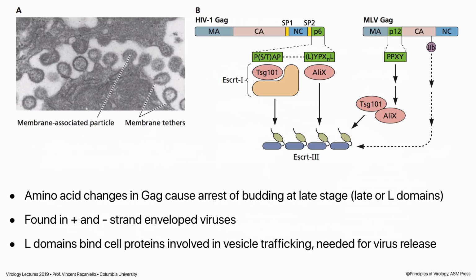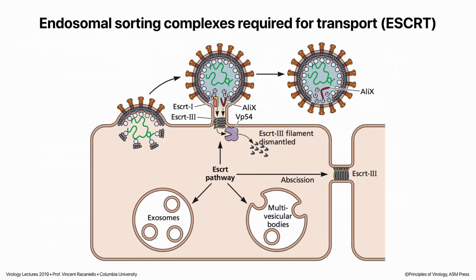And it turned out that, well, these were called late domains because they affected a late stage of virus assembly, the budding stage. They were ultimately found in many other viruses, regardless of whether they're plus or minus stranded, as long as they had an envelope, and you could find a protein which, when altered, would give you this kind of phenotype. And finally, people discovered that these proteins, P6 or P12, interact with cell proteins that are involved in vesicle trafficking, and they're absolutely required for virus release. So what are these cell proteins? They are the ESCRT pathway. ESCRT, endosomal sorting complexes required for transport.